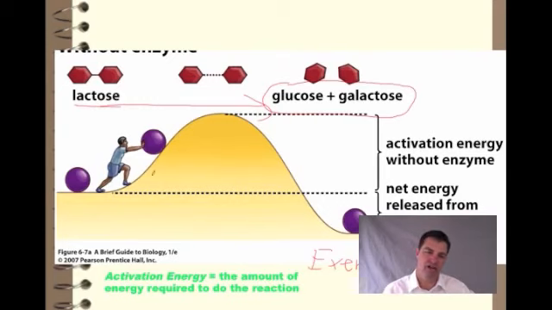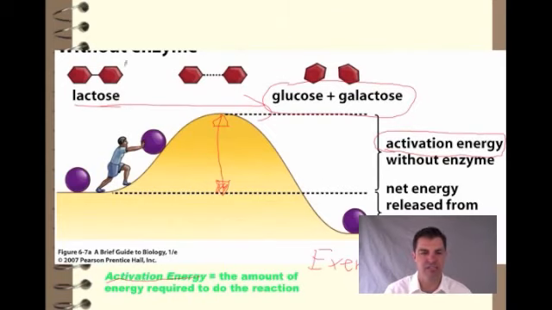Now, I know that you might be thinking, well, you've got to go up this hill first of all, so some energy has to go in to get it to happen, but the overall effect is you get that energy back plus a little bit more. And that hill there is what we call the activation energy. So that's the amount of energy required in order to make a reaction happen in the first place.